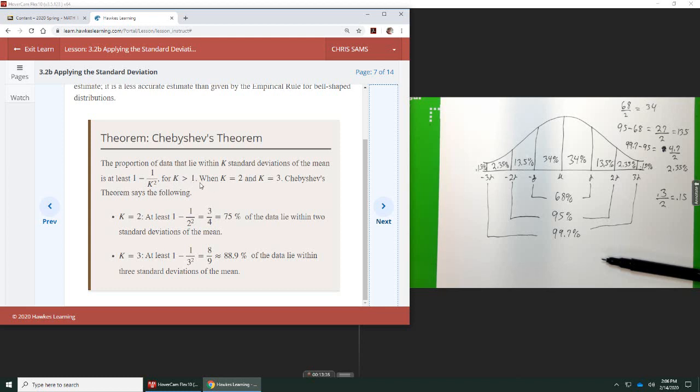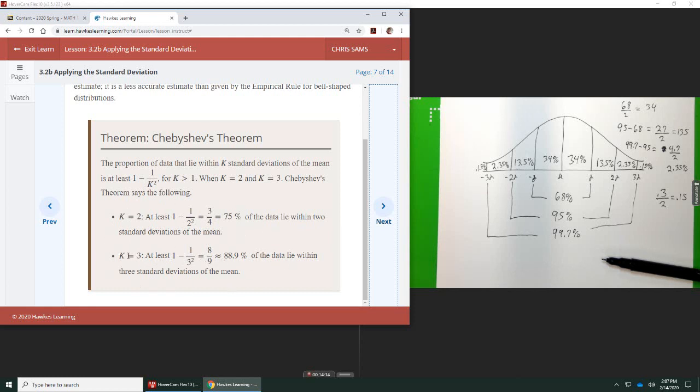So this is just an under approximation. The empirical rule is better, okay, but Chebyshev's theorem just gives you a rough estimate of a lower bound. So if K is 2 and K is 3, you have the following. 1 minus 1 over 2 squared, and 2 squared is 4. So 1 minus a quarter leaves you with 75%. So when K is 2, this is always the case. And then when K is 3, 1 minus 1 over 3 squared is 8 over 9, and then 88.9.